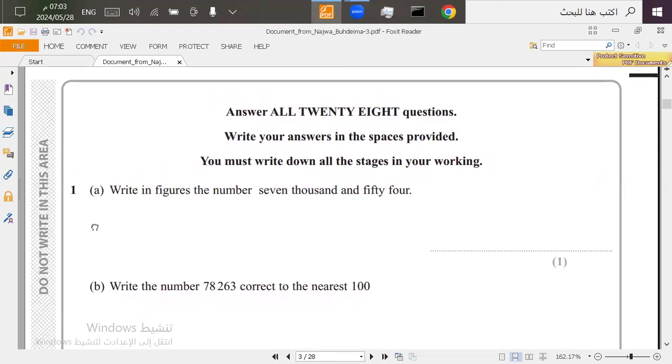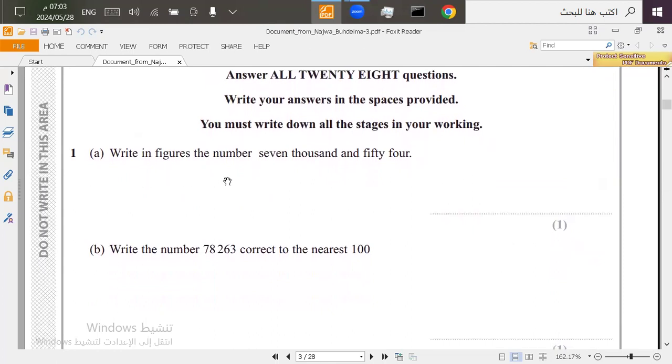Question 1. Write in figures the number 7054. So they're asking you to write it as numbers. So 7054, like this.